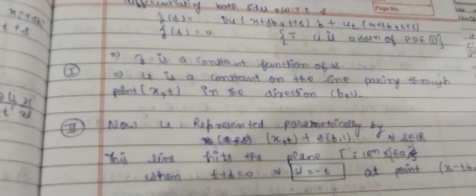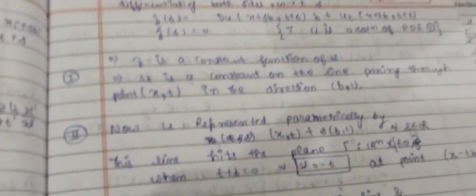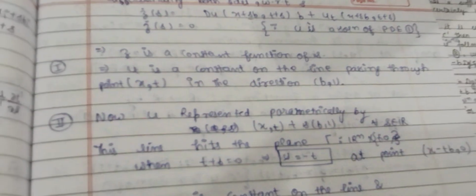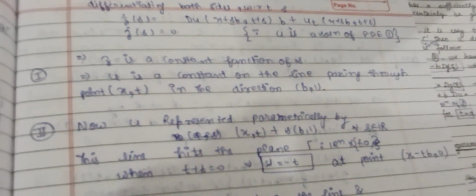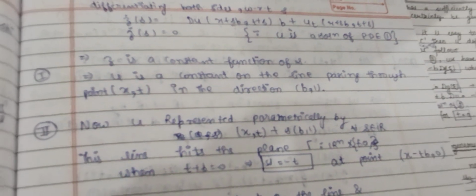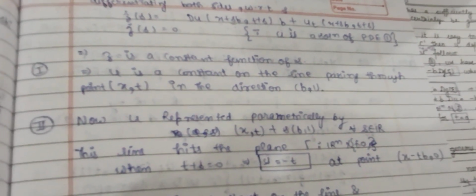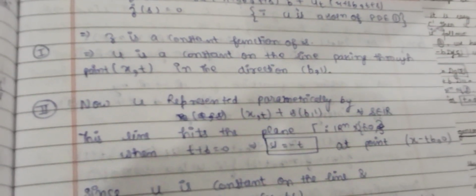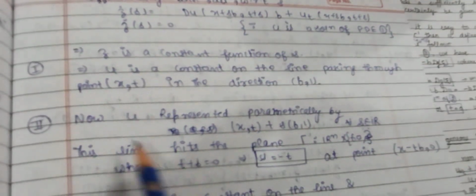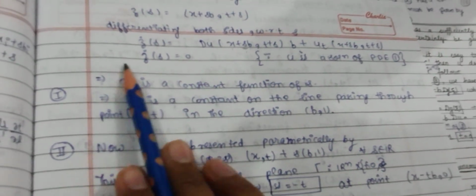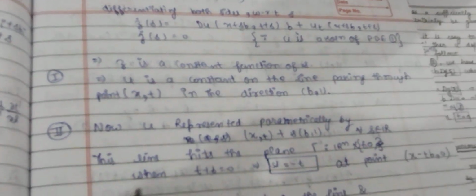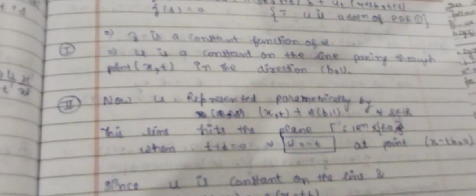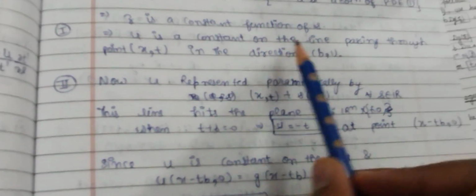If you do not understand it, then please comment and let me know in the description box, and I will let you know how to solve this differentiation with respect to s. Now z is a constant function of s. Here z dot s is equal to 0 because u is a solution of partial differential equation 1. We supposed it before. Z is a constant function of s.